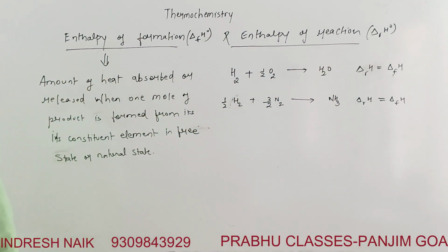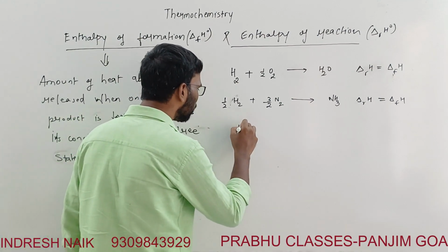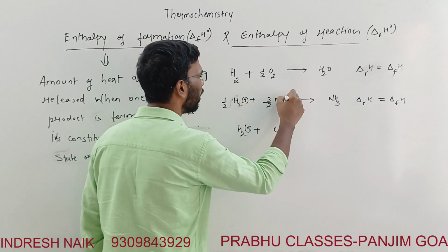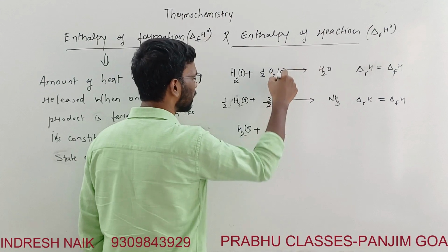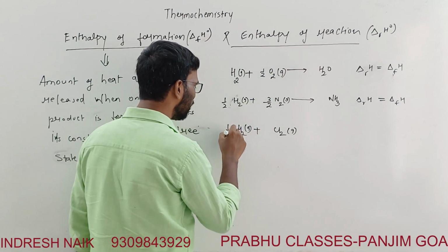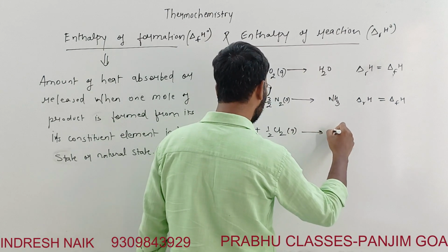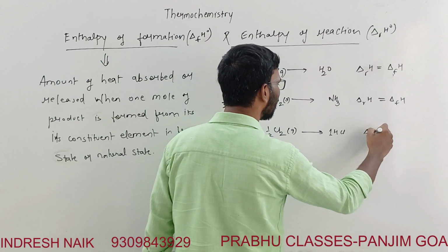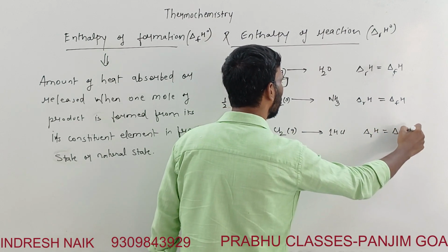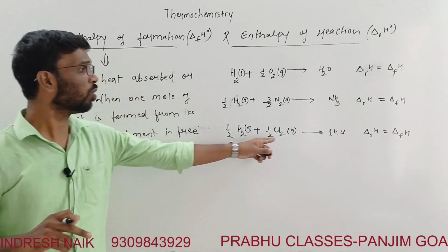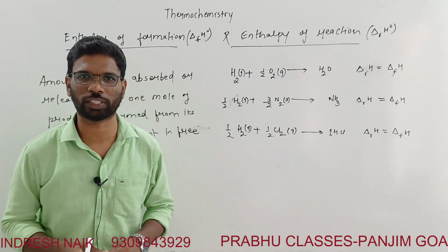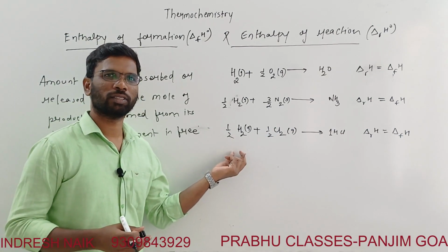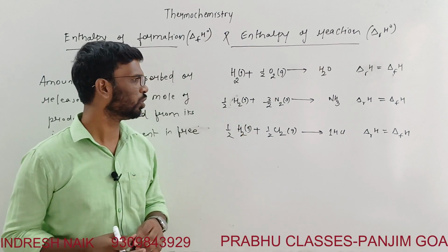We'll take more examples like H2 and Cl2. Hydrogen will exist as H2. I'll write gas here; this is also very important to write. They will be existing as a gas, and this is also gas. We'll take these half moles, and you are going to get 1 mole of HCl. Here also enthalpy of the reaction is equal to enthalpy of formation, because hydrogen and chlorine are in the standard state or free state. Naturally H2 and Cl2 exist and we consider their standard enthalpy to be equal to 0.